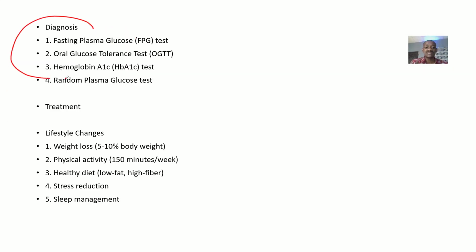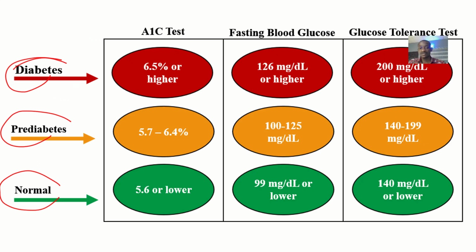Diagnosis: these are the tests you have to do: fasting plasma glucose, oral glucose tolerance test, glycated hemoglobin test, random plasma glucose test, and so on. Treatment is lifestyle changes. Make sure you lose weight, do exercise, become physically active, eat a healthy diet, practice stress reduction, sleep management, and the rest. So this is it for pre-diabetes.